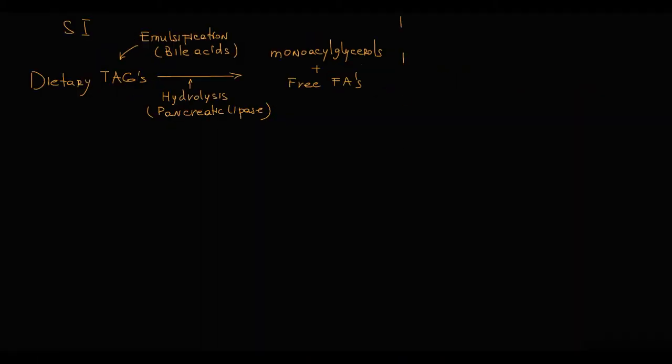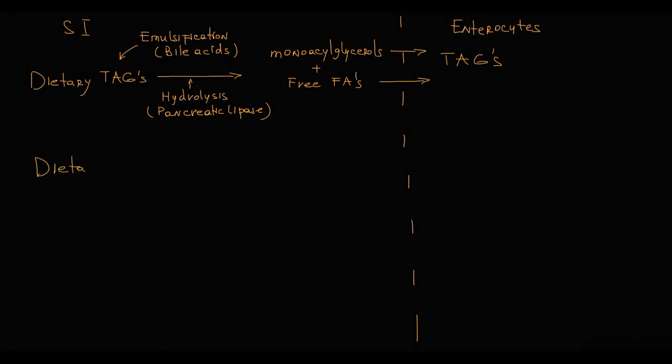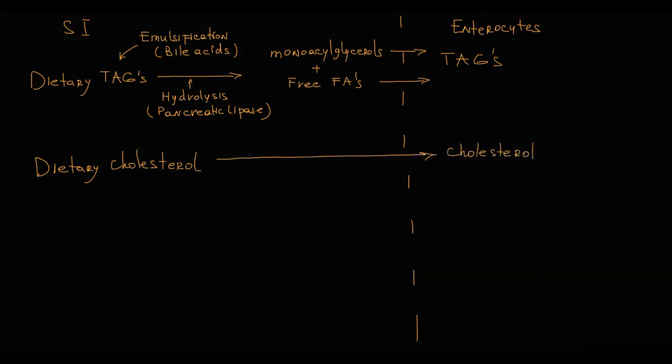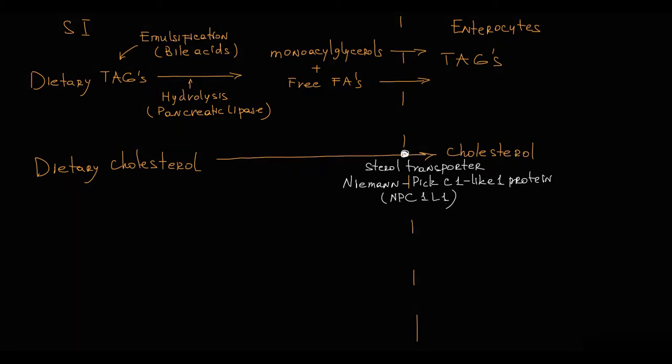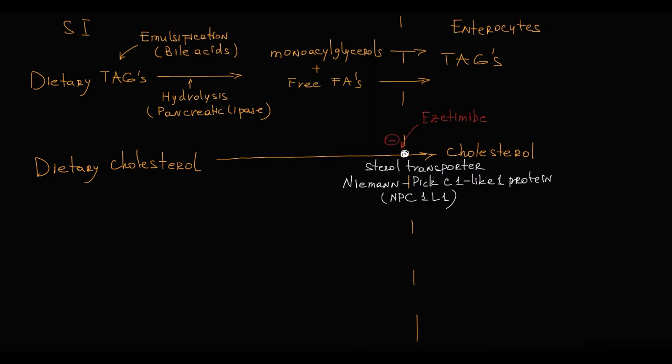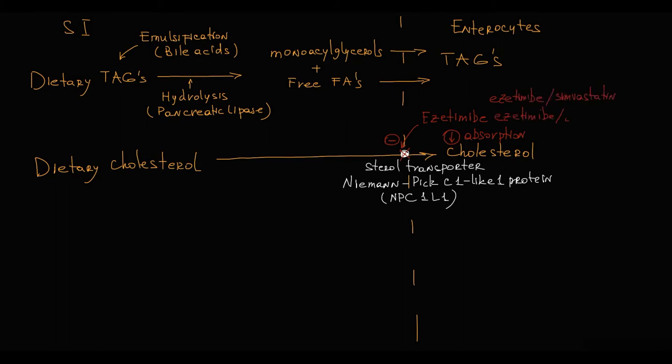Then monoacylglycerol and free fatty acids are taken up by intestinal epithelial cells, and immediately they are converted back to triacylglycerols. Also, intestinal epithelial cells absorb dietary cholesterol molecules. Very important that uptake of cholesterol into enterocytes is mediated by a sterol transporter called Niemann-Pick C1-Like 1 protein, NPC1L1. It's high yield to note because we have a drug called ezetimibe that blocks this transporter and thereby decreases cholesterol absorption. Because of that, ezetimibe is used as a lipid-lowering drug, usually in combination with statins. For example, ezetimibe-simvastatin or ezetimibe-atorvastatin.